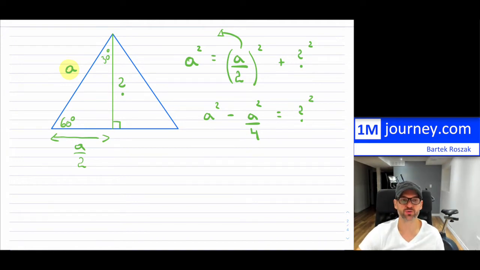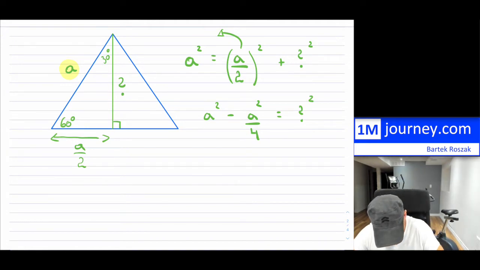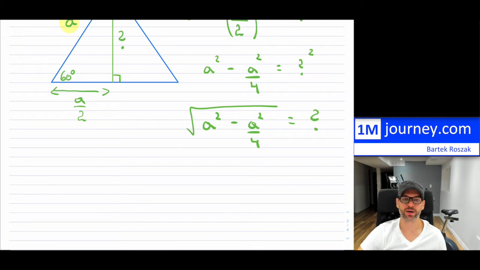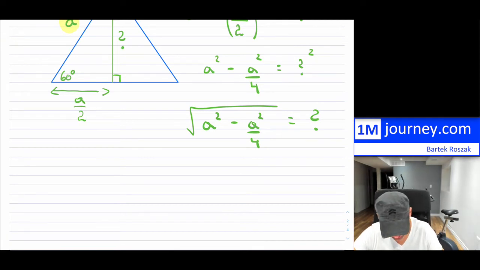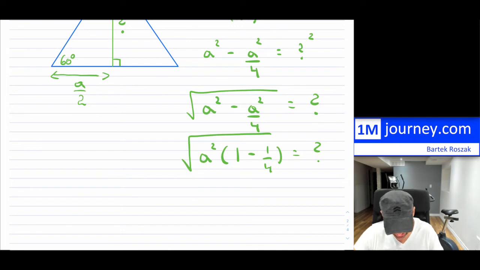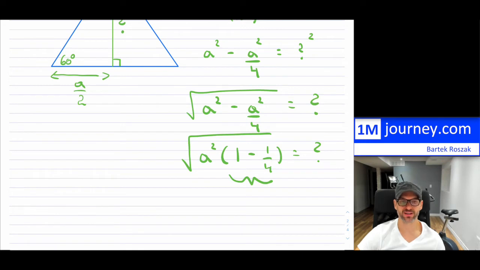Taking the square root of both sides, I have the following: A squared minus A squared over 4 is equal to whatever that is. Now this doesn't really look very pretty, but I can factor out the A squared. It's going to be 1 minus 1 over 4, all under the square root. So this is what we have. And now 1 minus 1 over 4 is really 3 over 4. So that's what this is equal to.